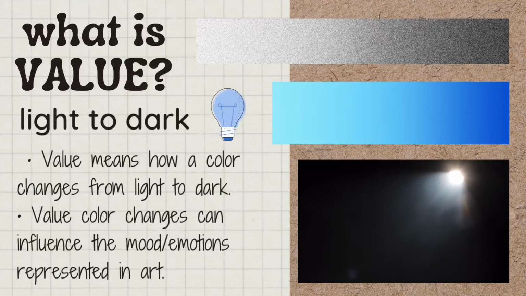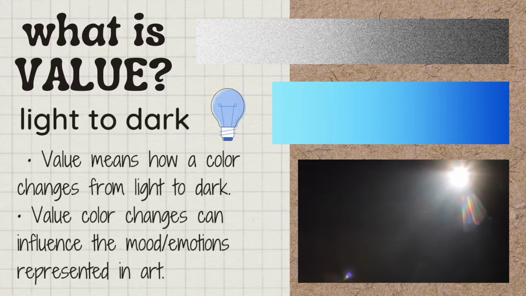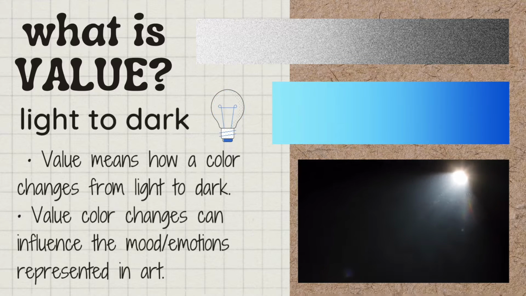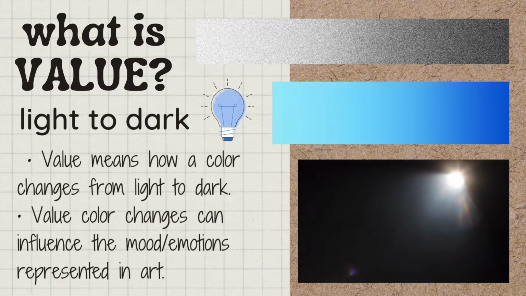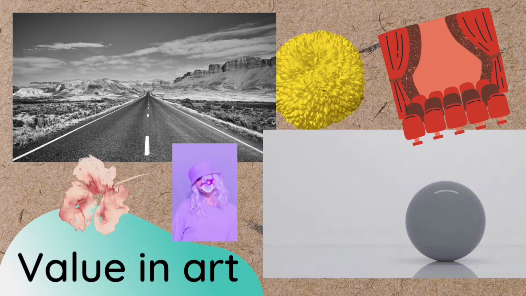What is value? Value means how a color changes from light to dark. Value color changes can influence the moods and emotions represented in art. Here are some examples of value in art. How would you describe the mood?